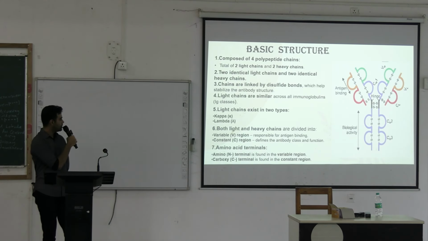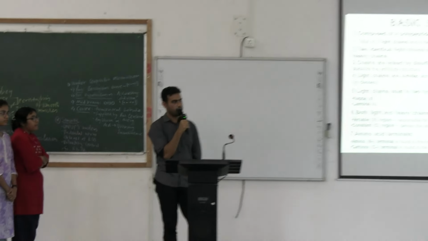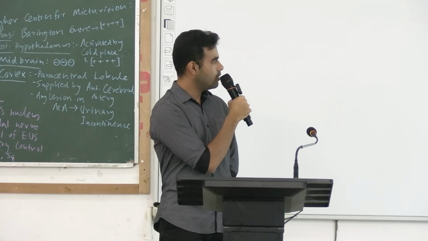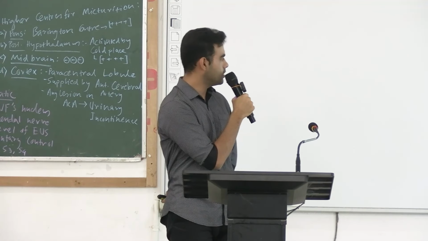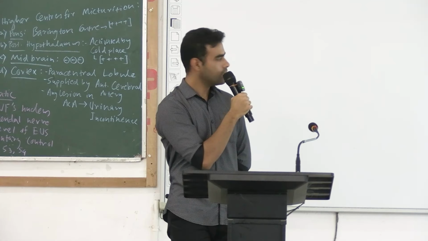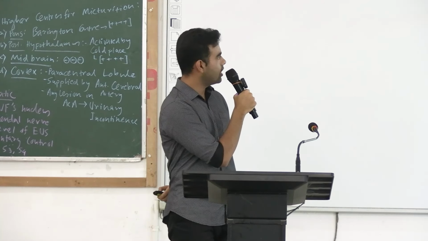Both light chains and heavy chains are divided into variable and constant regions. The light chain containing 1 variable and 1 constant region, while the heavy chain containing 1 variable and 3 constant regions. Amino terminal is found in the variable region, while the carboxy terminal is found in the constant region. Heavy chains are class specific.